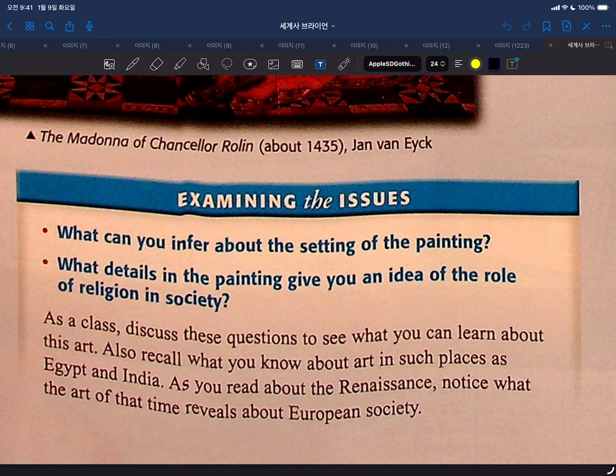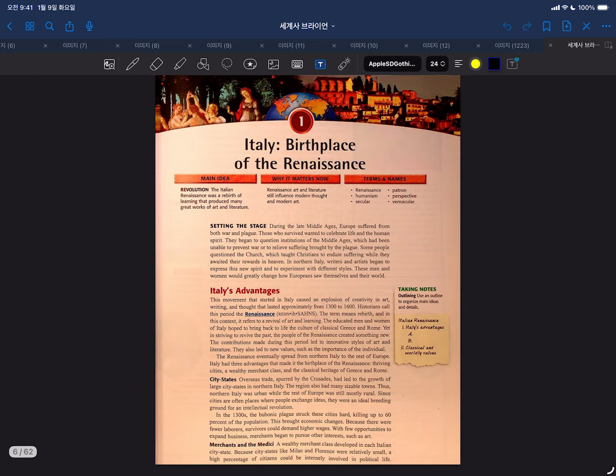As a class, discuss these questions to see what you can learn about this art. Also, recall what you know about art in such places as Egypt and India. As you read about the Renaissance, notice what the art of that time reveals about European society.